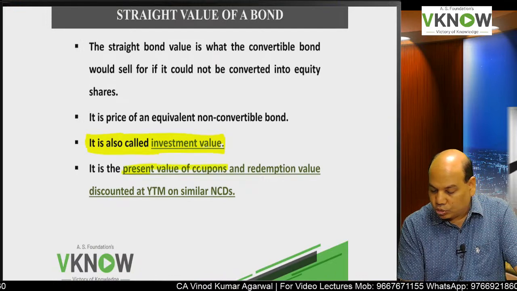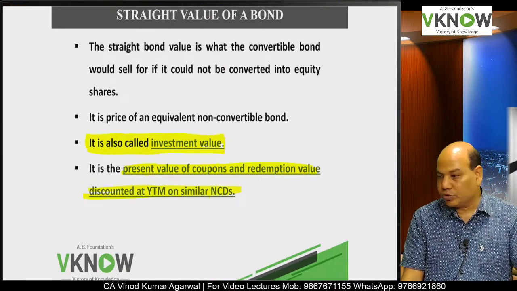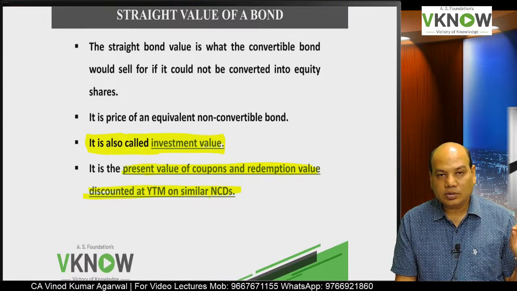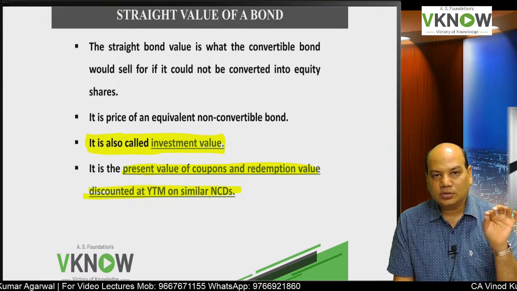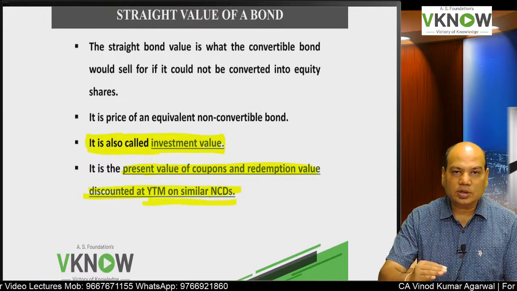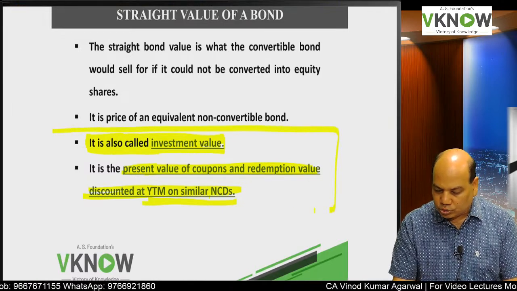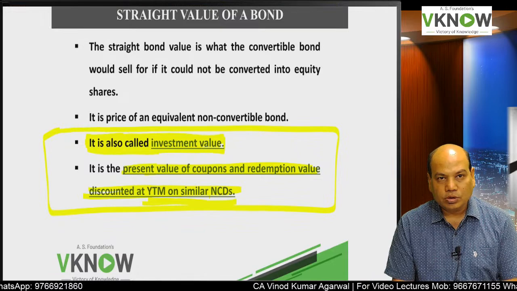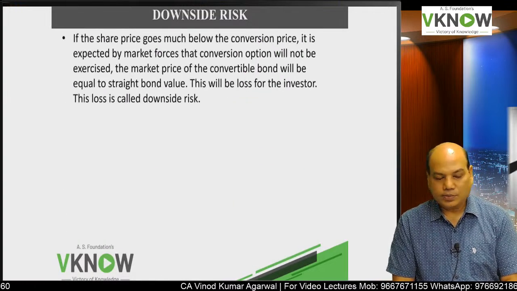It is simply the present value of coupon and redemption value discounted at YTM on a similar non-convertible bond. Write down. It is the present value of, like what we have been doing till now. Till the previous question, what we have done was nothing but the straight value of a bond: present value of all future coupons plus present value of redemption value. The discount rate to be used would be the discount rate on a similar non-convertible debenture which does not have the conversion feature. I hope you have written these 2 lines extra. The formula for straight value of the bond: just take the present value of coupon and redemption value using the YTM of a similar non-convertible debenture. Now next is the concept of downside risk.